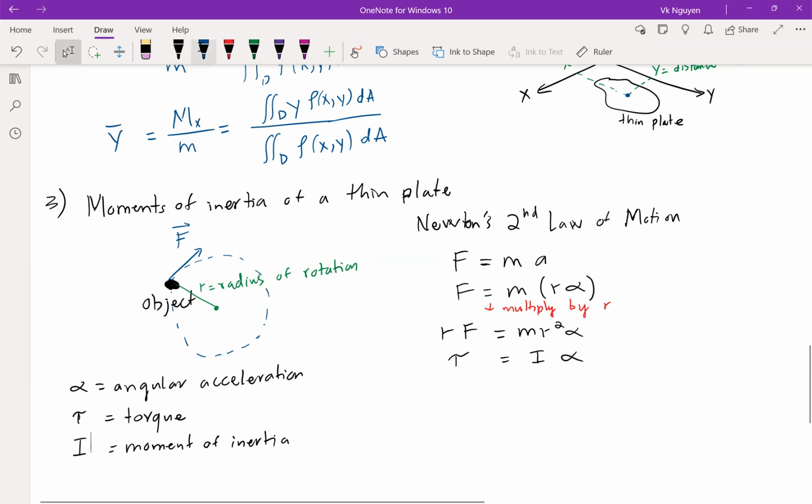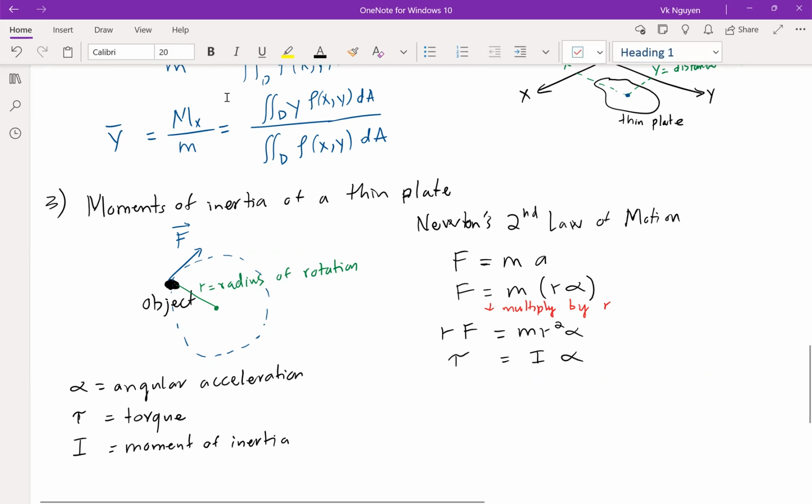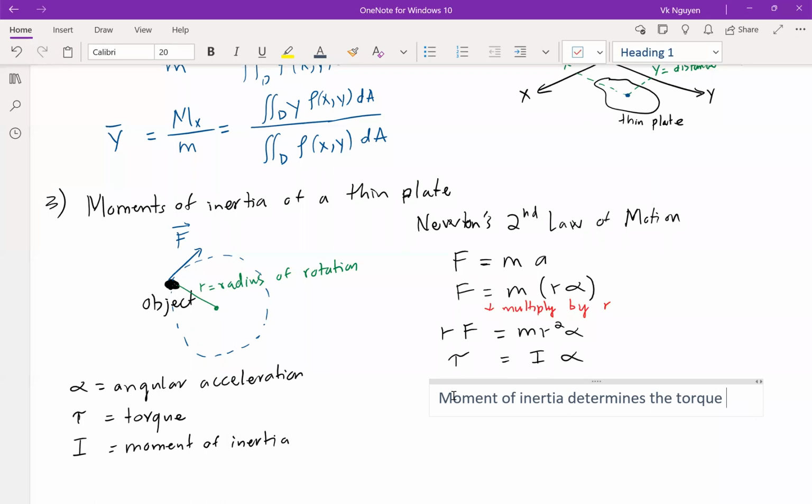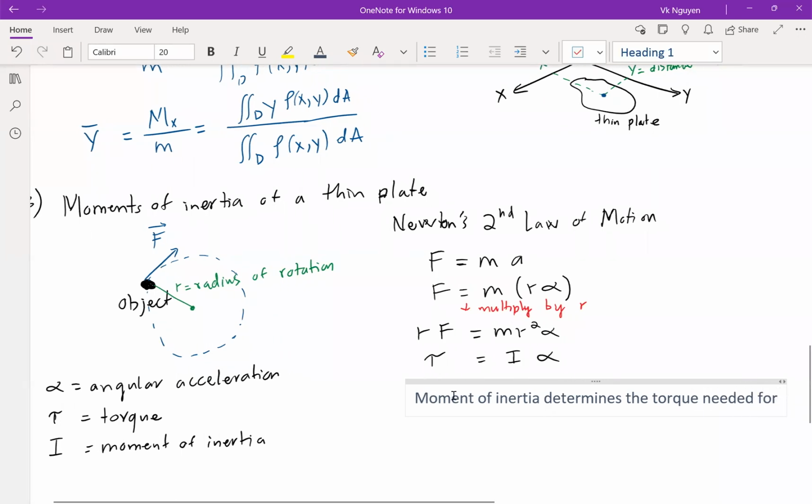What this formula tells us is that, I'm gonna type it up nicely here. Oh, it's a nice color here. Moment of inertia determines the torque needed for a desired angular acceleration.